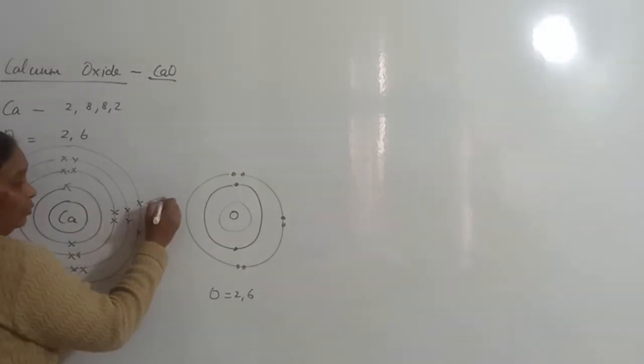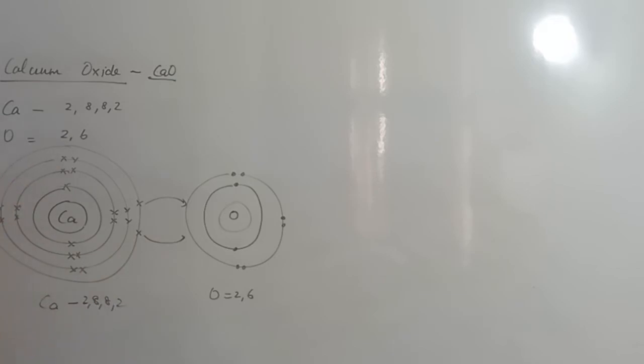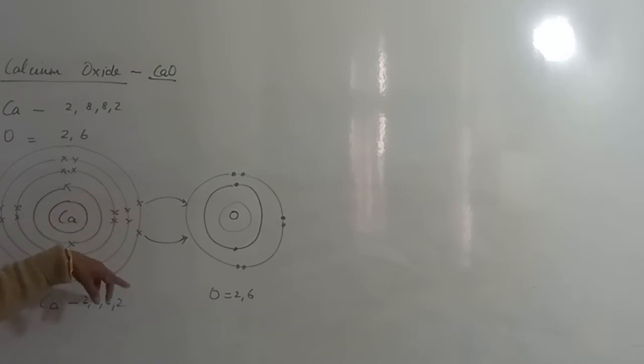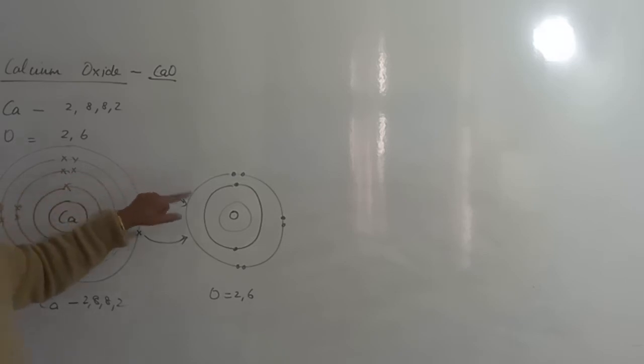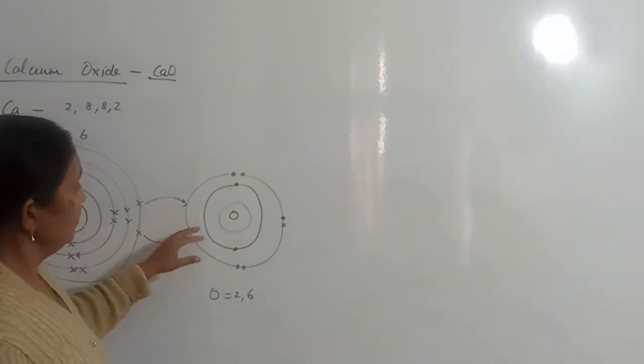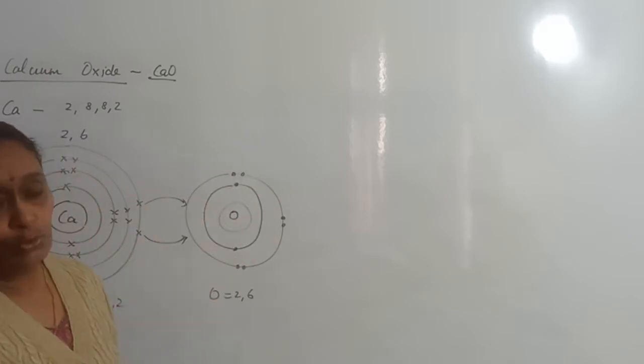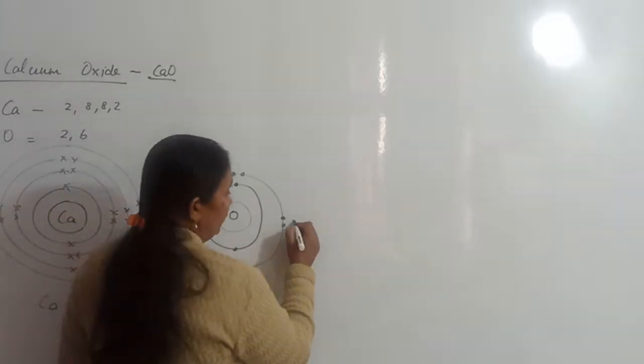There will be transfer of electrons from calcium to oxygen. When calcium loses the 2 electrons present in the outermost shell, that is the fourth shell, the fourth shell is completely removed. Then the third shell becomes the outermost shell, and it has its octet complete, 8 electrons. Oxygen, after gaining 2 electrons from calcium, will have its own 6 electrons and 2 from calcium, so it will also have 8 electrons. So after the transfer of electrons, what will happen?